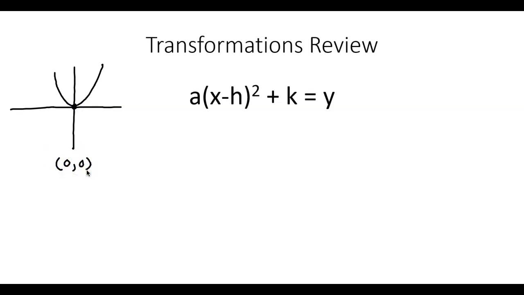Now, as you may recall, what does the h do to a function? It moves it. Which way? Left or right. And the k moves it up or down, right? If the h is positive, it moves it to the left. If the h is negative, it moves it to the right. If the k is positive, that moves it up, and if the k is negative, that moves it down.